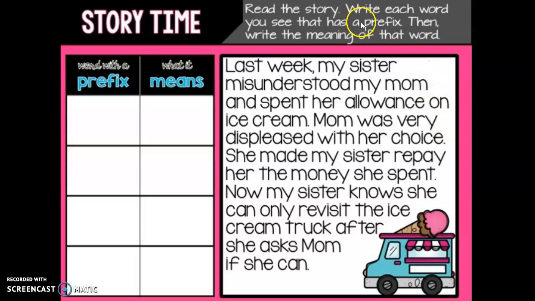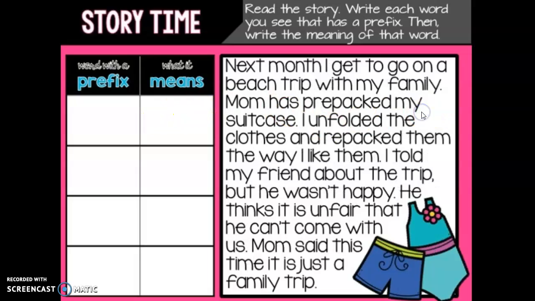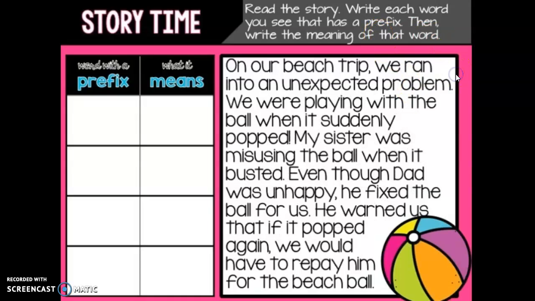Here you're going to read the story, write each word you see that has a prefix. Then write the meaning of that word. Okay, so you'll find all of the words. For example, the word displeased. You would type it here because it has the prefix dis, and then you're going to type the meaning of the word. Same here and here.